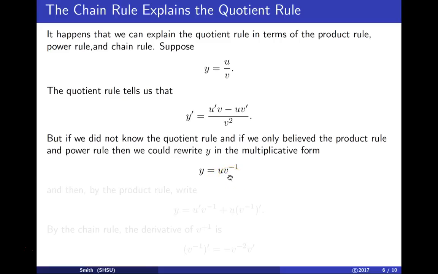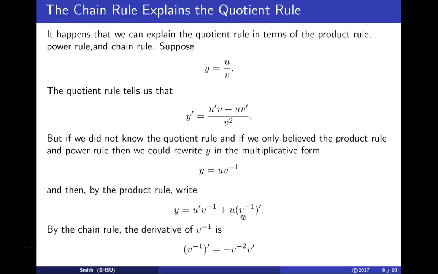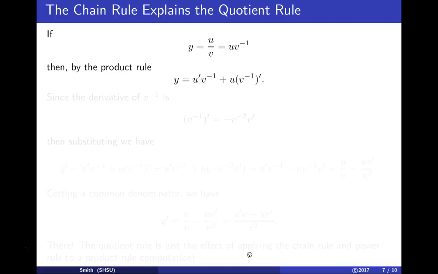By the product rule, we will get u prime v to the minus 1 plus u times the derivative of v to the minus 1. But what's the derivative of v to the minus 1? By the power rule, the derivative of v to the minus 1 is minus v to the minus 2 times the derivative of v. So if we have a quotient u over v and we write it as u v inverse, then the product rule will give us this expression, but we know the derivative of v to the minus 1 is minus v to the minus 2 v prime.